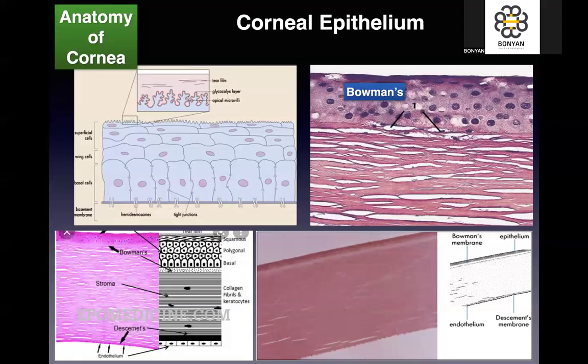Finally, regarding the endothelial cell layer, our endothelial cell count is around 3,000 cells per cubic millimeter. It's between 2,000 and 4,000, with an average of 3,000, but should be more than 2,000. Less than 2,000, it's not a healthy one.